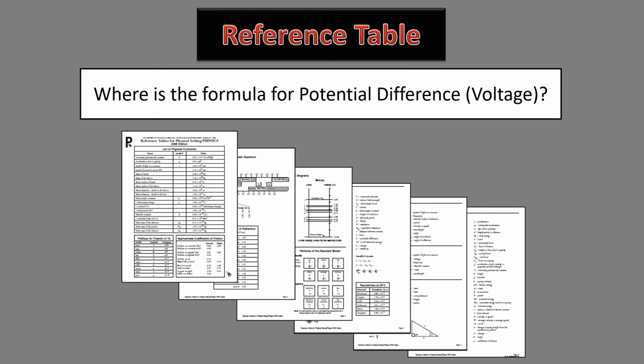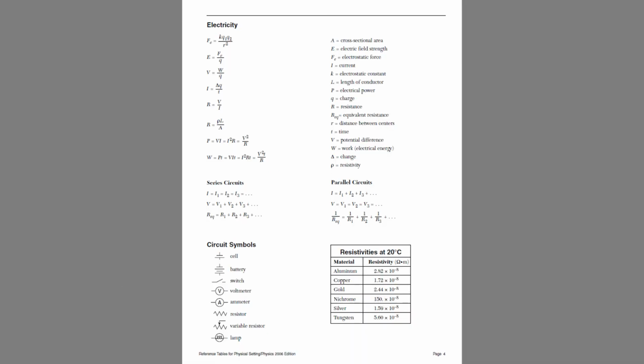So where is the formula for potential difference or voltage? It is located on page 4 in the electricity section. It's right here. The voltage is equal to the work divided by the charge. Now, in the word problems, they might say, what is the potential difference? They might not say what is the voltage. So don't just be hyper-focused on the V. Remember that the V is equal to potential difference. So if you forget, just look over here for the words potential difference, and then it'll remind you, oh yeah, potential difference is equal to the voltage.